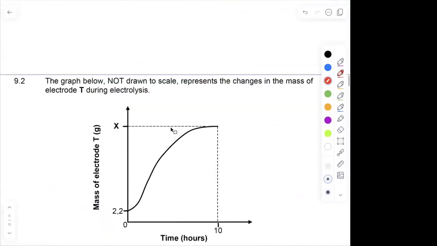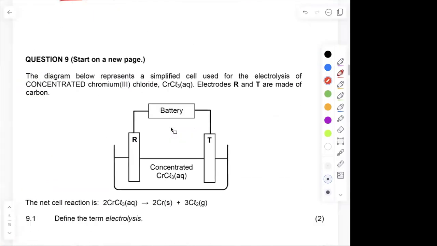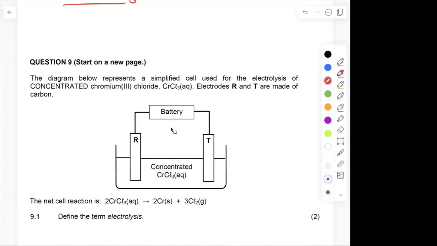I don't see any further questions. I'm going to have a sip of water, and then we're going to jump straight into question 9 in our last 15 minutes.